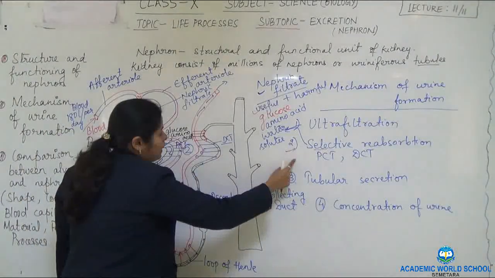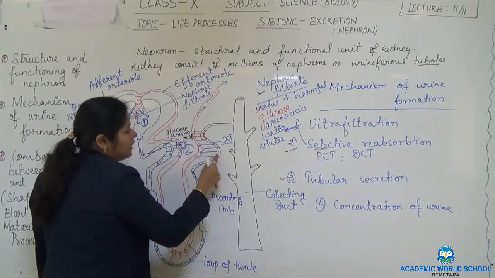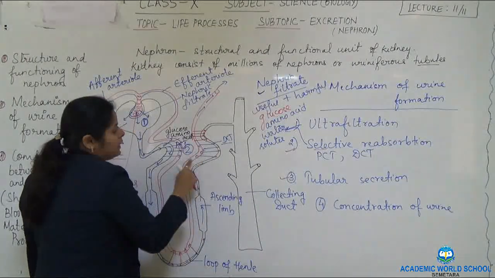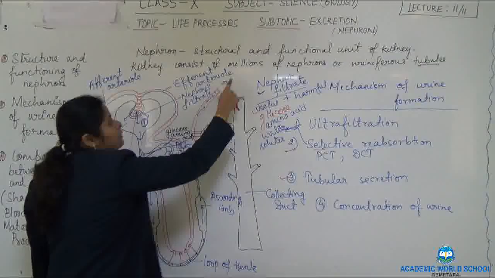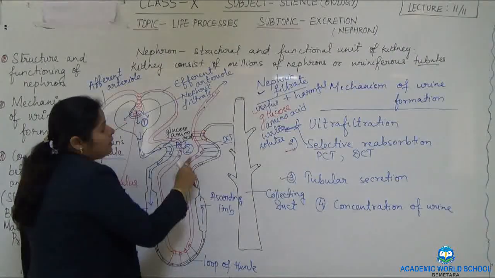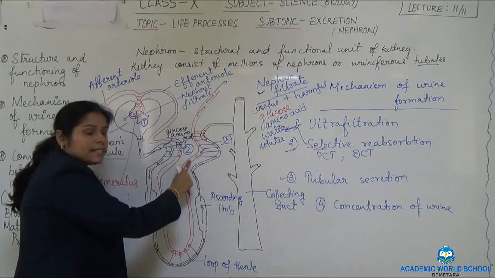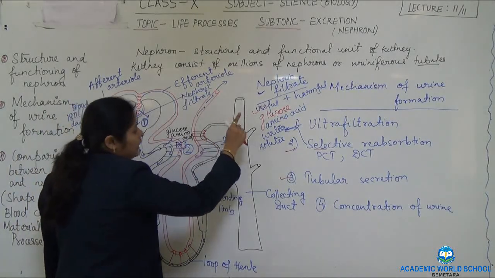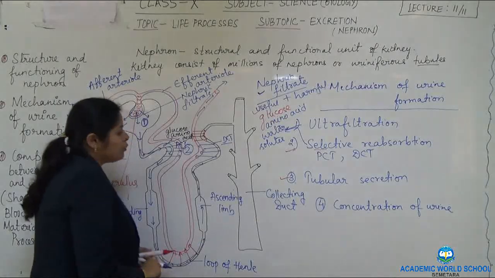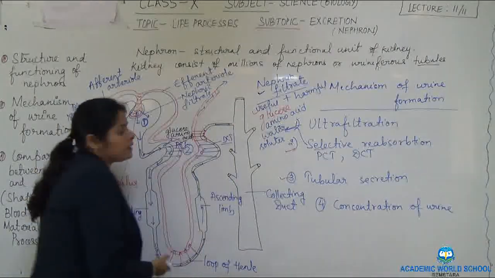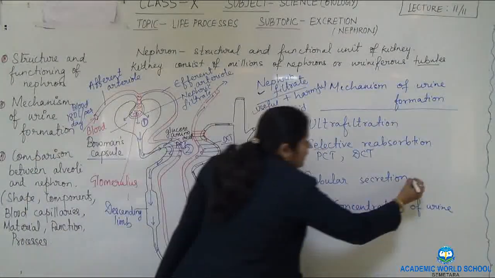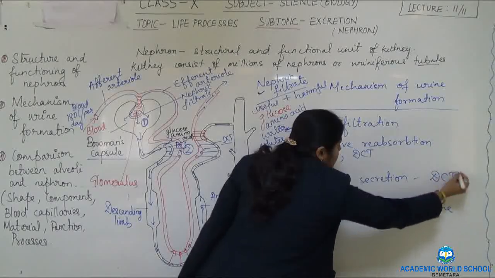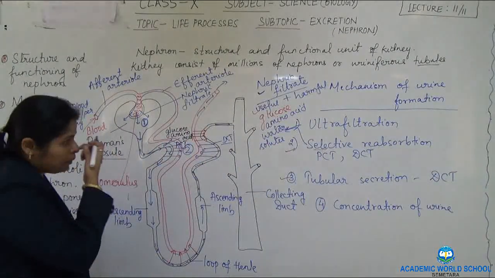One is selective reabsorption, where the DCT is giving the important material to the capillaries so that the capillary would take it back to the body, and the wasteful material, if present inside the capillary, will be taken by the DCT so that it can be eliminated out from the body. So in DCT two kinds of process taking place. Tubular secretion takes place in the distal convoluted tubule.